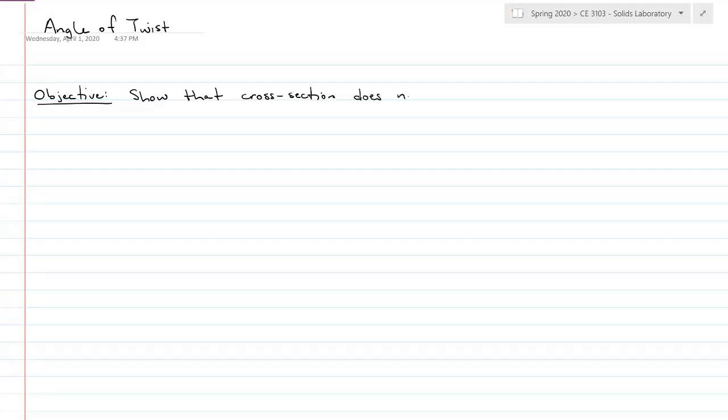So for angle of twist, our objective is to show that the cross-section does not change the modulus of rigidity.